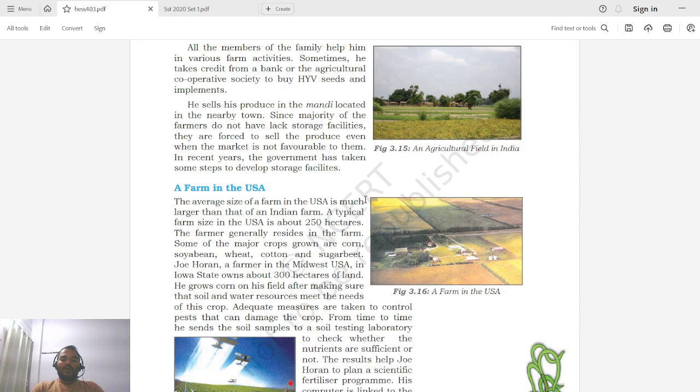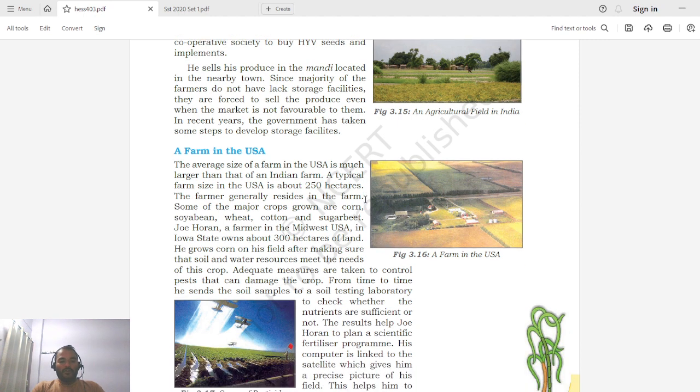Now let us try to understand how farming is done in the USA. Okay, so the average size of a farm in the USA is much larger than that of an Indian farm. The typical farm size in the USA is about 250 hectares. Such a huge farm, you can say.